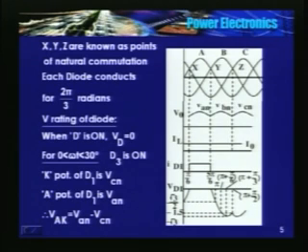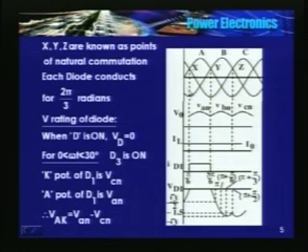30 degrees, 60, 90, 120, 150, 180, and similarly in the negative half. So a diode starts conducting from 30 degrees to 150 degrees. The diode conducts between 30 and 150, so the duration is 2 pi by 3 radians.